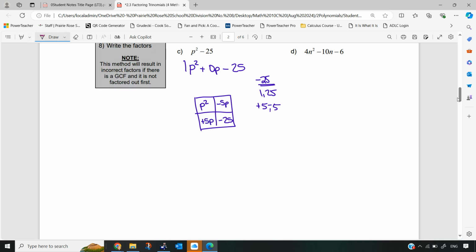Pulling out my GCF, p squared and negative 5p has a GCF of p. 5p and negative 25 has a GCF of 5. P squared and 5p has a GCF of p. Negative 5 and negative 25 has a GCF of negative 5. So my factors are p plus 5 and p minus 5.